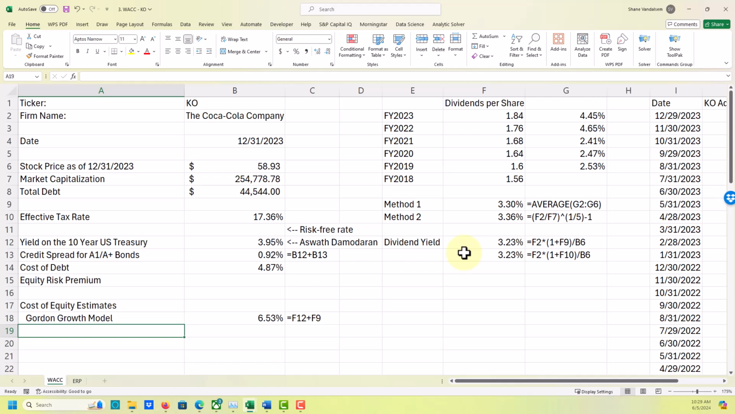For now, though, I'm just going to stick with this first model, the Gordon growth model, and we're going to move on to the second approach to calculating the cost of equity for the firm, and that's the capital asset pricing model, also known as the CAPM.